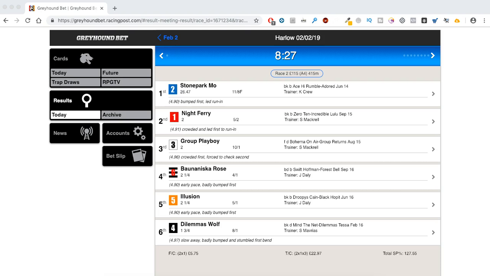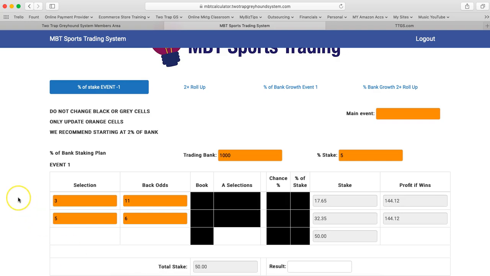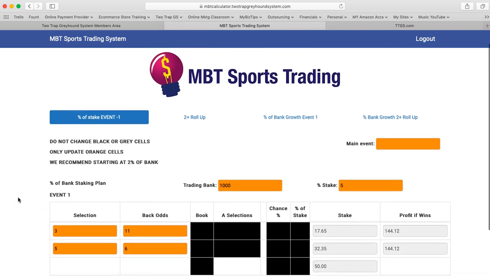Now, of course, that's not really a problem for us because the two-track Greyhound system includes the recovery calculator as well. So if you can just take a look at these numbers, I'll just show you. Trap 3 was 10 to 1, which in decimal terms is 11, and trap 5 is 5 to 1, which in decimal terms means that it's 6. So those are the numbers that we would enter into the sports trading calculator.